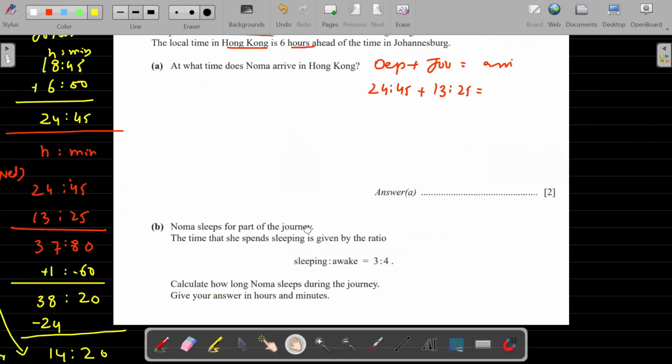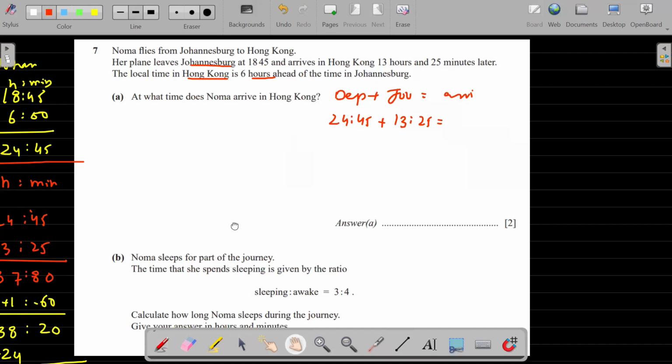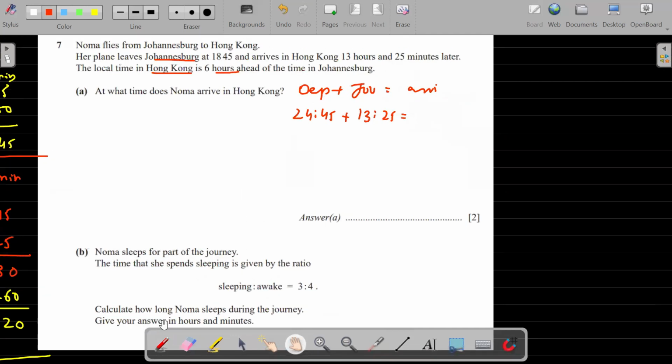So you can see here, at what time does Norma arrive in Hong Kong? She will be arriving in Hong Kong on Thursday, the next day, at 1420. That was the previous day. You can choose any day. I have chosen Wednesday, but you can choose any day.